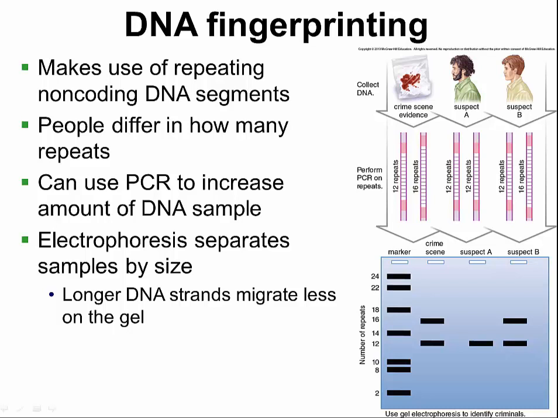DNA has a slight negative charge, and so it moves from the negative side of the gel, which I'm illustrating here with my pointer, towards the positive side of the gel. DNA migrates through the gel because of the charge. And what we see is the following. We have DNA from the crime scene, DNA from suspect A, and DNA from suspect B.